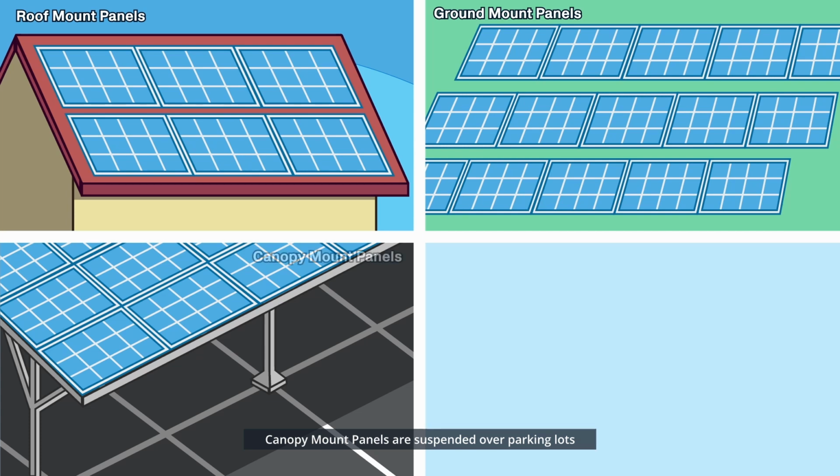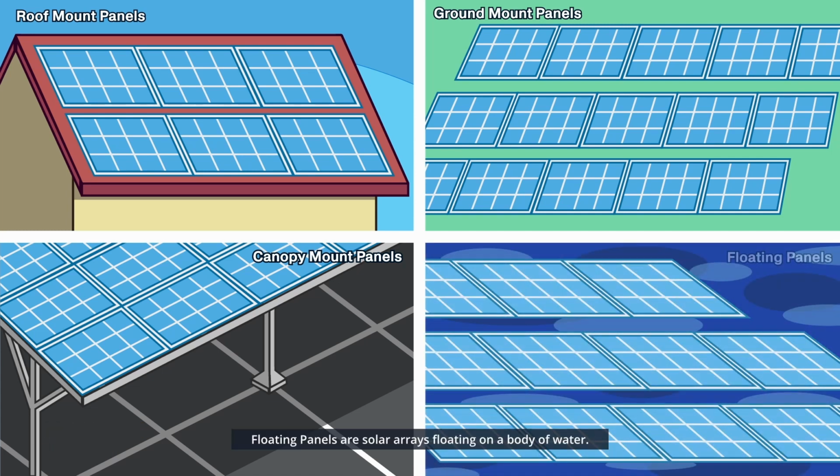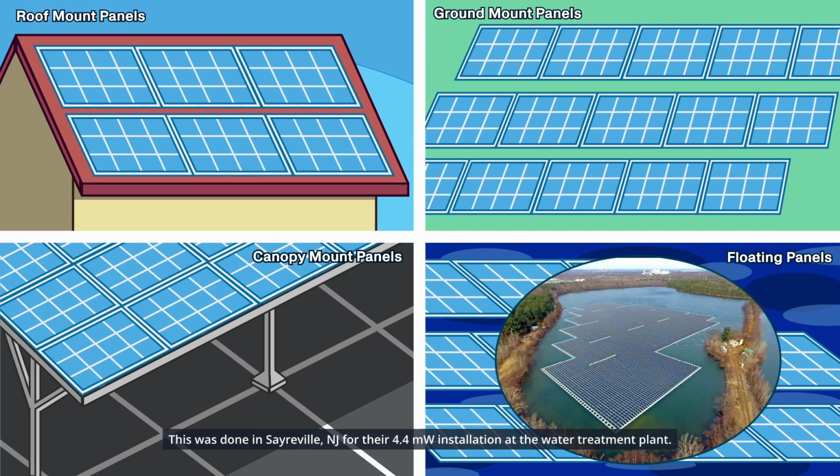Canopy mount panels are suspended over parking lots or other uses of the ground space. Canopy-mounted panels have the highest cost per kilowatt hour due to the engineering and equipment required for the canopy. Floating panels are solar arrays floating on a body of water. This was done in Sayreville for their 4.4 megawatt installation at the water treatment plant.